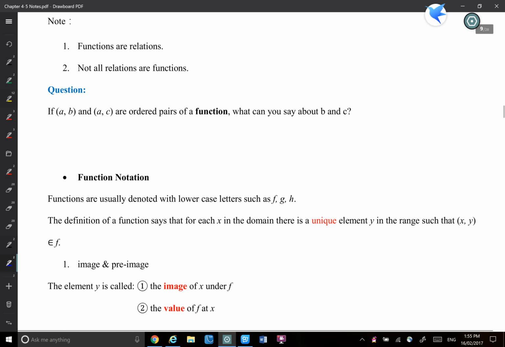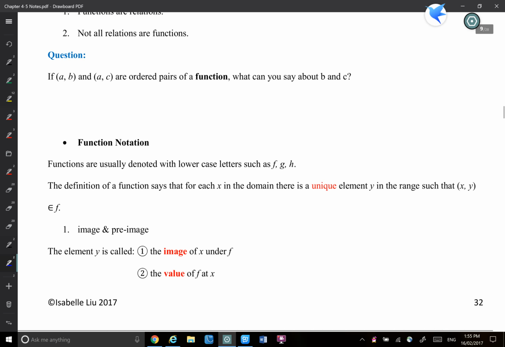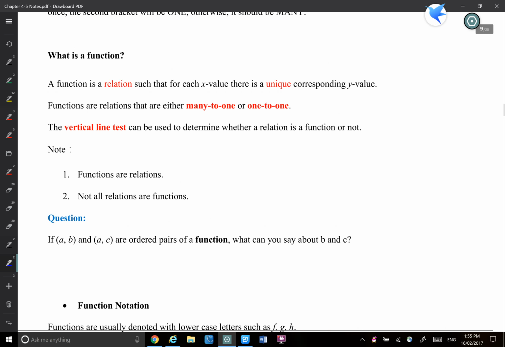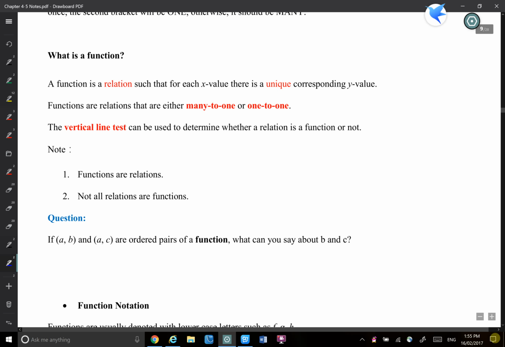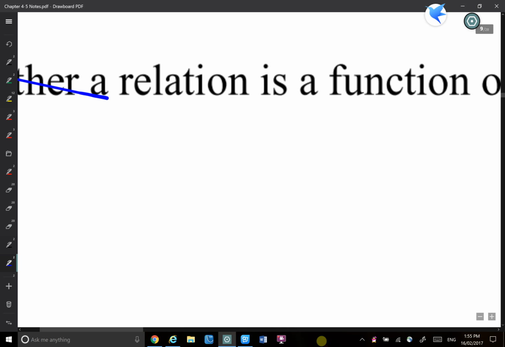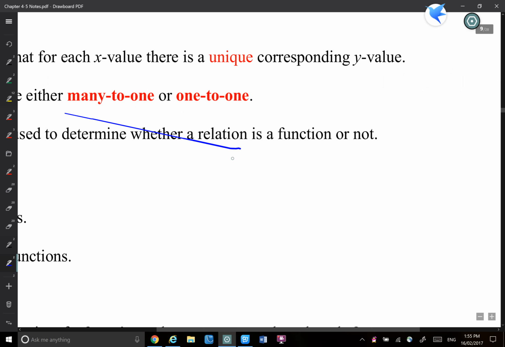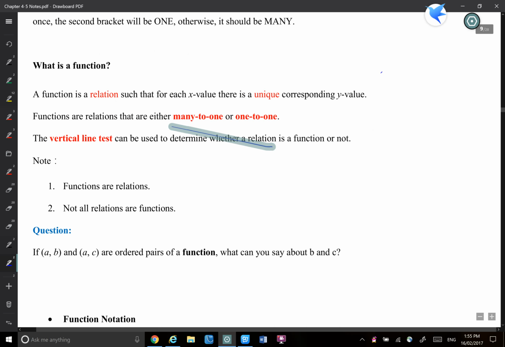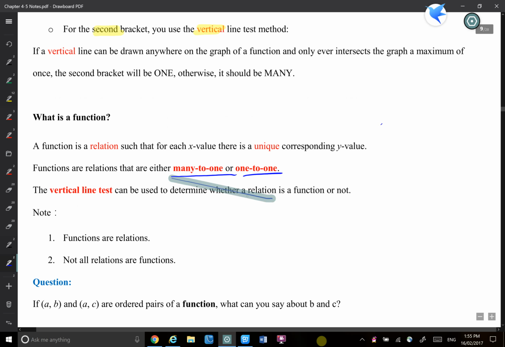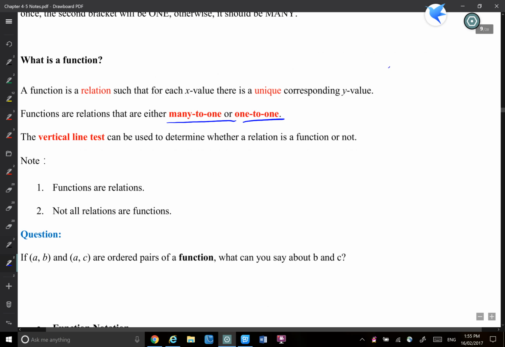What is a function? Okay, a function is a relation such that for each x value there will be a unique corresponding y value. So if I have this here, this is a many to one or one to one. Many to one and one to one relations will be functions.